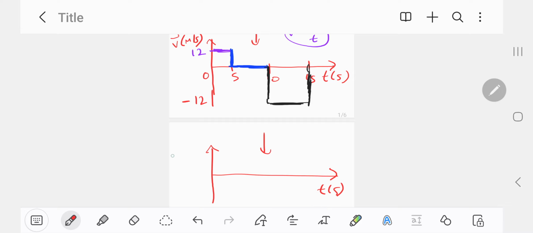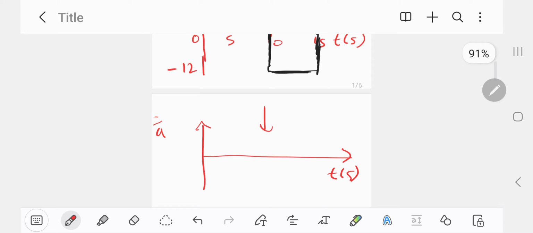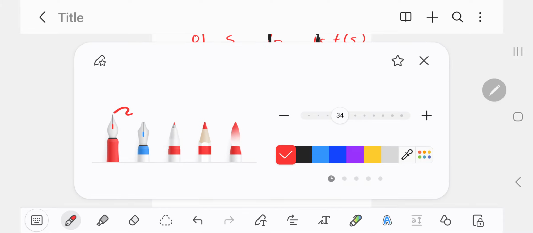Time, seconds, acceleration, meters per second squared. You don't have to write the arrows on top, but I do because in physics, when you get used to using vectors, you put arrows. But you don't have to. But anyway, it's just a nice habit, just so you understand what you're doing.